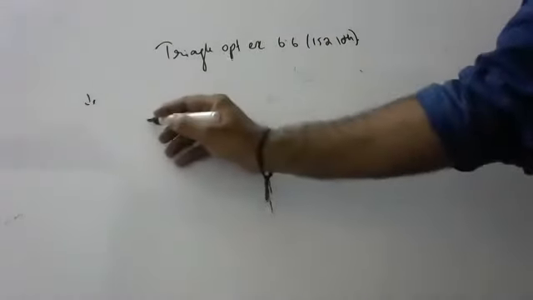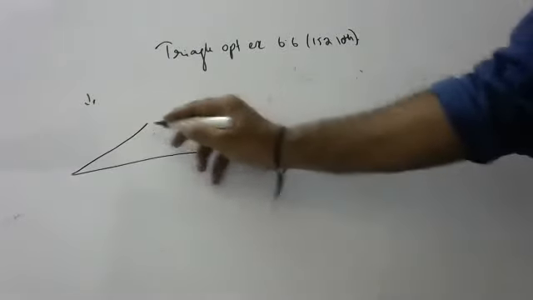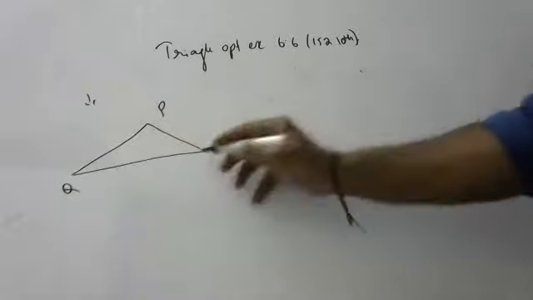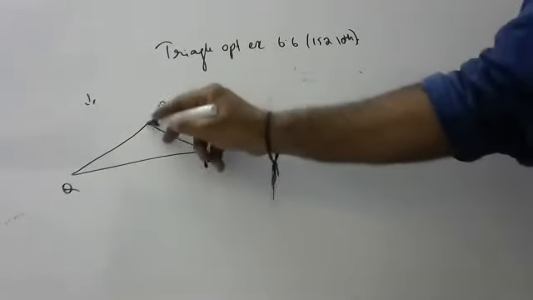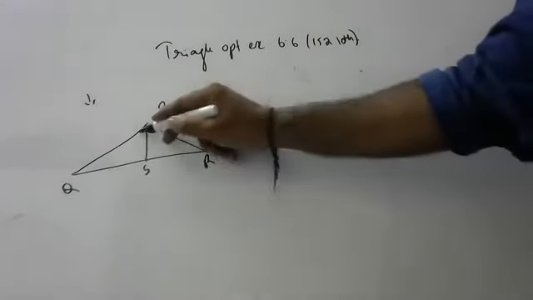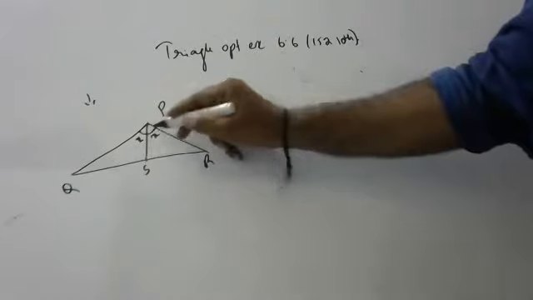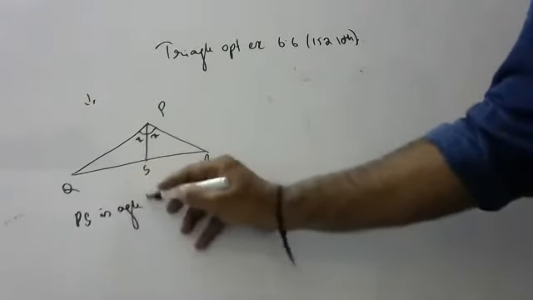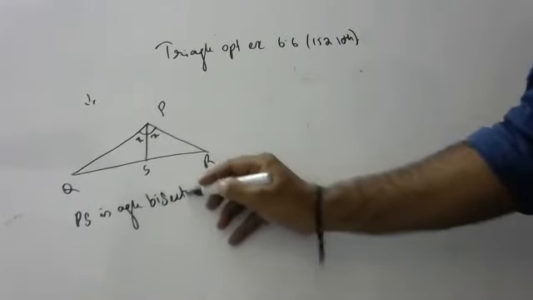This is a collection of problems here. The first one is given like this. Children, P is there, Q is there, R is there, S is there. They said that PS is the angle bisector. Children, PS is the angle bisector. Please mute your audio. PS is the angle bisector.